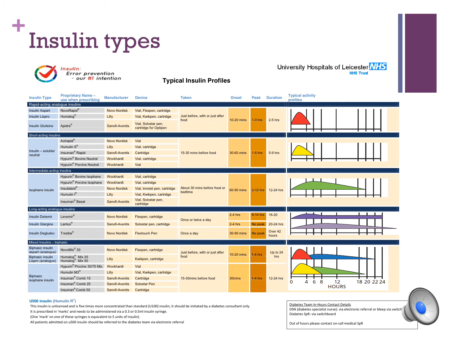Short-acting insulins include Actrapid and Humulin S. These take 30 to 60 minutes to work, peak between 1 to 5 hours, and last between 5 to 9 hours, and are taken 15 to 30 minutes before food.